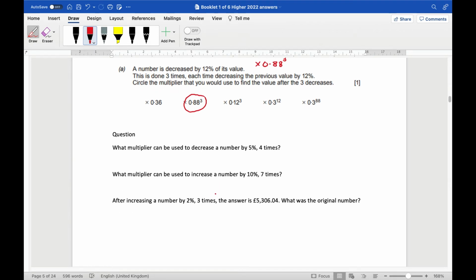Now, this last one. After increasing a number by 2% 3 times, the answer is this, and there's that word again. Go back to the original, divide. The times bit has been done, reverse it. Take that number there and reverse what happened there by dividing by 1.02 to the power 3.